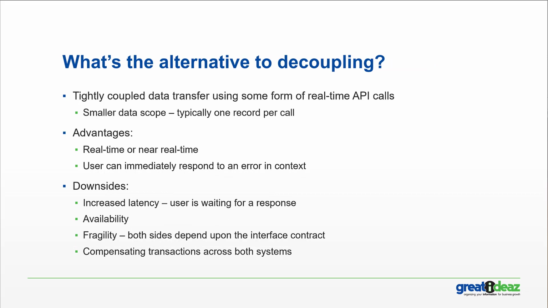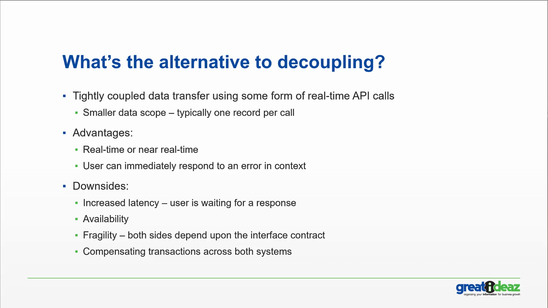So that covers a lot of what we want to do in terms of communicating data between external systems, but there's an alternative, right? We might not be able to decouple, and sometimes we are going to want to look at a tightly coupled transfer of information, and this is typically achieved using some form of real-time API call. What we see when we're looking at these real-time API calls is they're typically a smaller data scope. So for example, if I am transmitting an ETL batch file, I might have thousands of records that I want to update all at once.